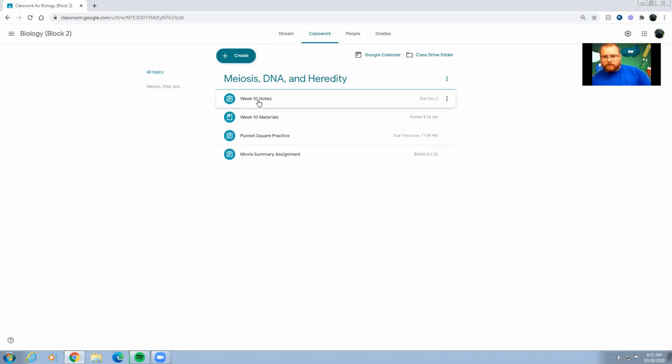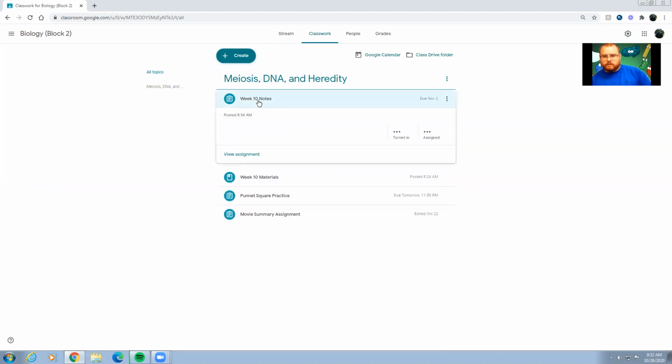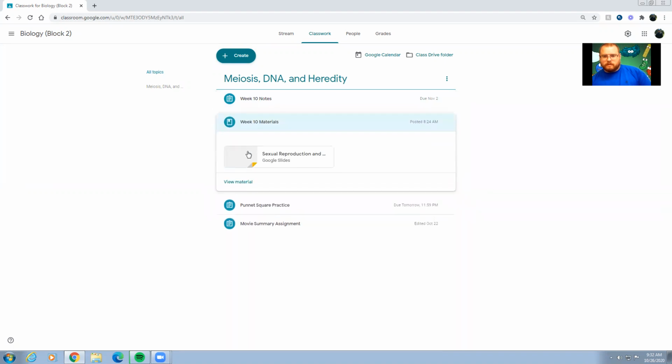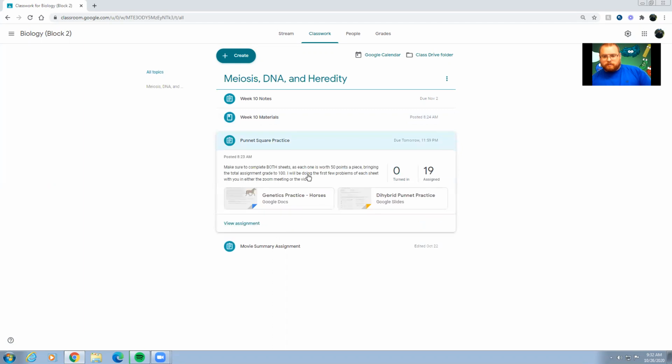Guess I'll go over what we're doing this week. Alright. So first thing, of course, there's week 10 notes. I've got week 10 materials, which has our subject matter, all our lesson materials located here. Obviously, I'm going to be putting this recording up as well. And Punnett Square practice. I'm going to walk through a couple of these with you. Once we finish up here, we're going to do a regular Punnett Square, just a monohybrid and a dihybrid.